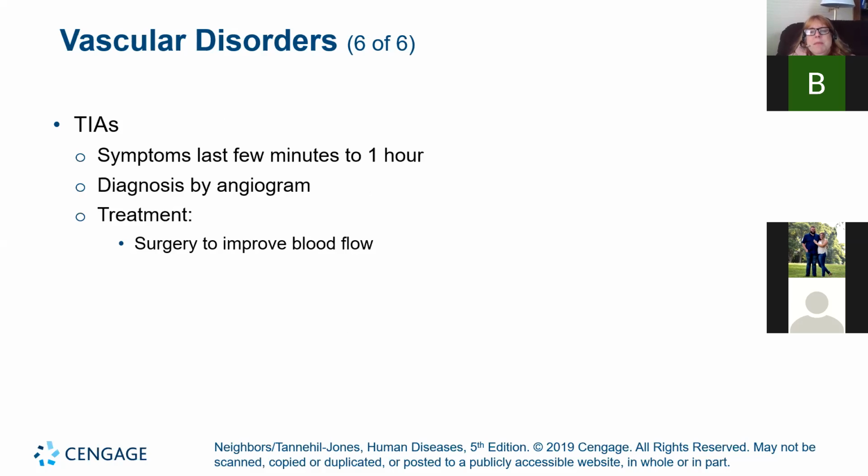But if somebody faints and they're a little dizzy, and it happens again, and they're older, it's time to get them looked at, okay? Because little ones, TIAs, can often lead to big strokes, okay? They'll do an angiogram. Again, they can do just some minor surgeries to improve blood flow, which can really help with these.